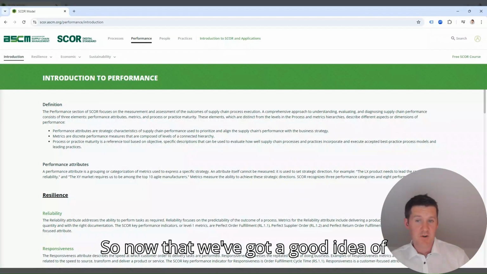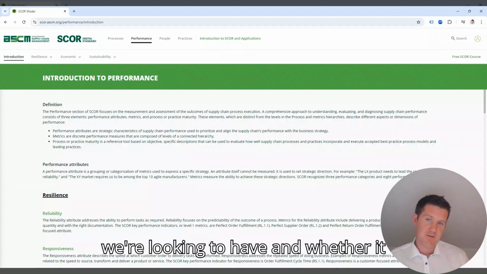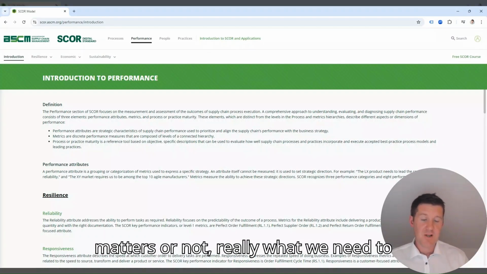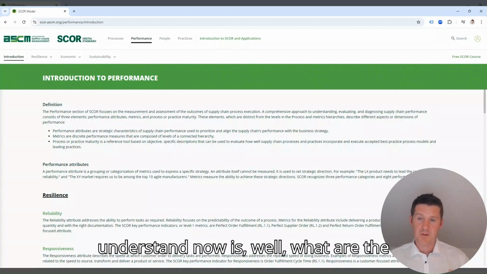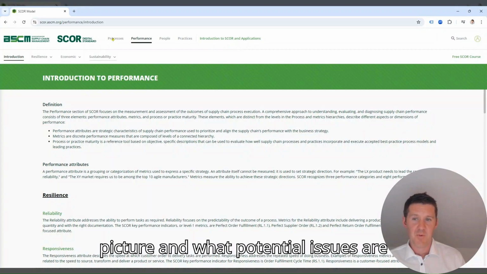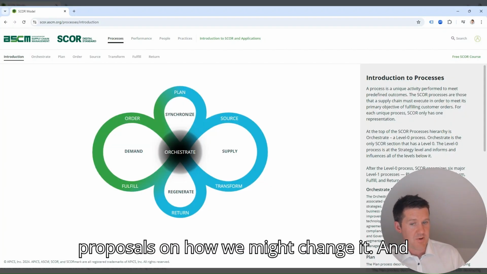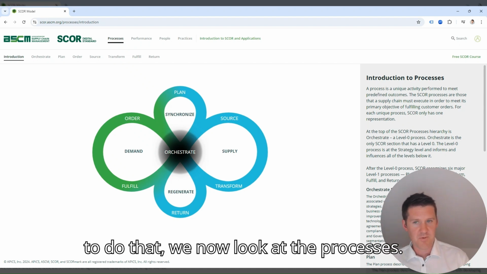So now that we've got a good idea of where we're looking to focus, the impact we're looking to have, and whether it matters or not, really what we need to understand now is, well, what are the current processes? What's the as-is picture? And what potential issues are there with it? And coming up with proposals on how we might change it. And to do that, we now look at the processes.